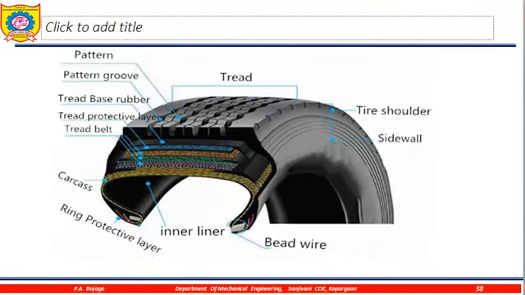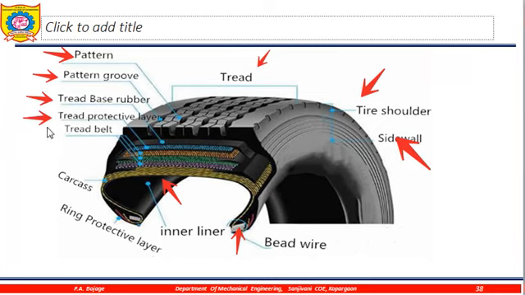Again, in this diagram you can see the details of the tire. See, this is the pattern of the tire, this is the tread, the tire shoulder, the side wall, this is the inner part, this is the bead wire. Again, pattern grooves, tread base rubber, tread protective layer at the bottom, and tread belt. So this is again a cross section of the tire.